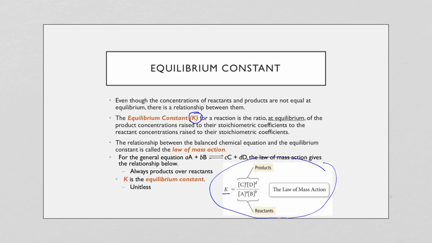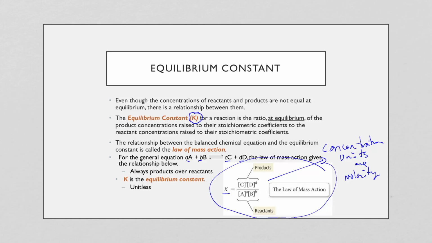So our concentration units here are molarity. It's the molarity of the products, each raised to whatever the stoichiometric coefficient is in the balanced reaction. So we have the molarity of C raised to C times the molarity of D raised to D, divided by the reactants: A raised to A, B raised to B. And it's always products over reactants.